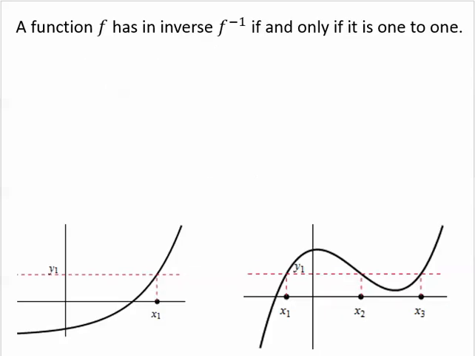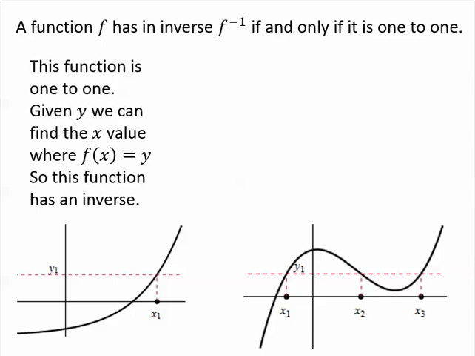Inverse functions. A function f has an inverse if and only if it is 1 to 1. This function is 1 to 1. Given y, we can find the x value where f of x equals y. So this function has an inverse.